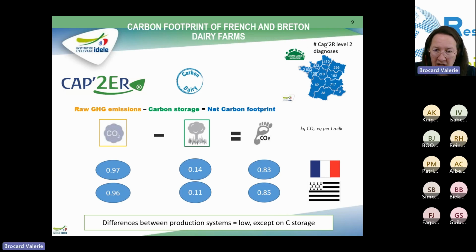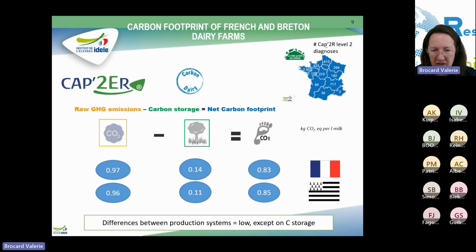This is a national average of the carbon footprints for France, and the second line is for Brittany, so it's very close. We have assessed more than 10,000 farms at the moment, so our national average is just below 1 kilogram of CO2 per liter of milk in terms of raw emission, and with an estimated carbon storage of 0.14, we end up with a net carbon footprint for France around 0.83. It's almost the same for Brittany.